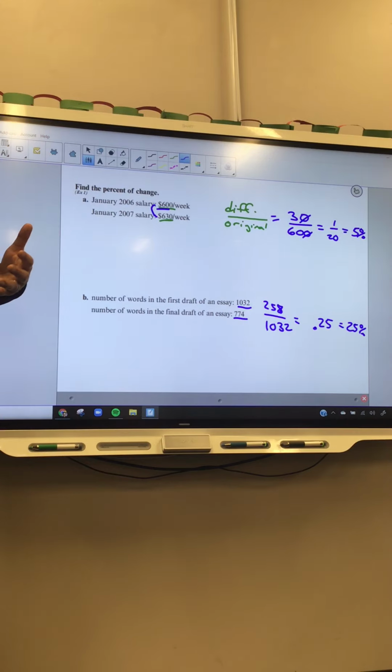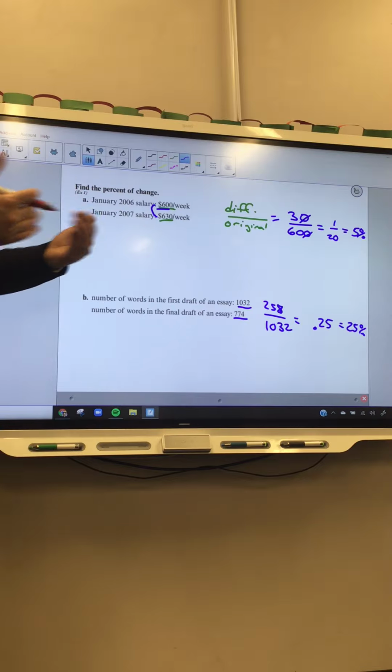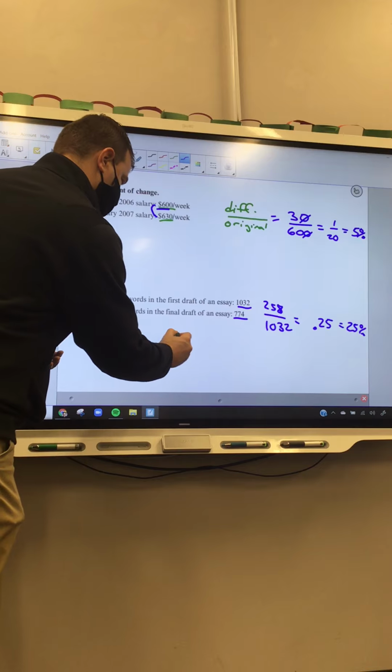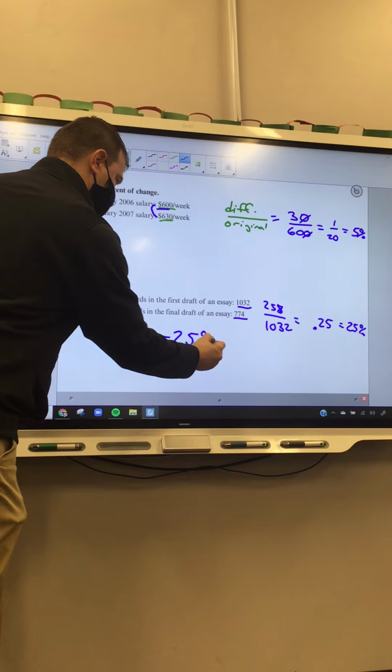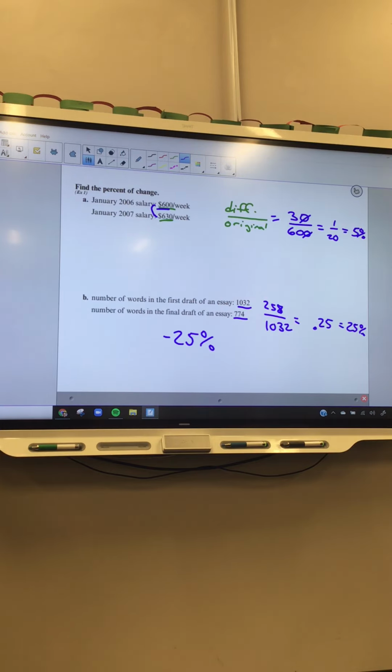Okay, so we have a 25% change. Positive change or a negative change? Negative. Negative, we got rid of something, right? So we would say we have a negative 25% percent of change. Good? Okay.